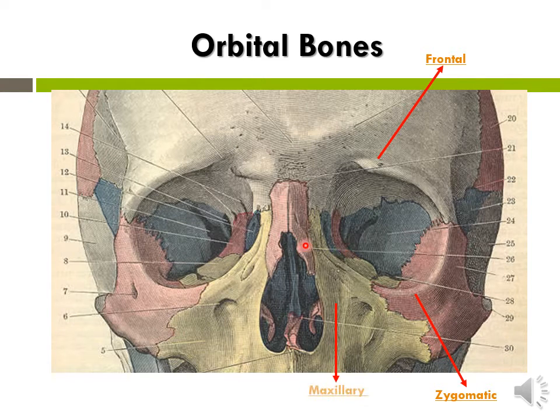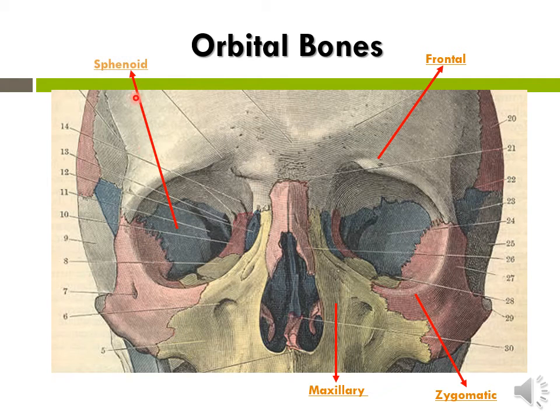All right, now this whole yellow-colored bone is the maxillary bone. So the name of that bone is maxillary. So frontal, zygomatic and maxillary. You can see maxillary and zygomatic are also connected.